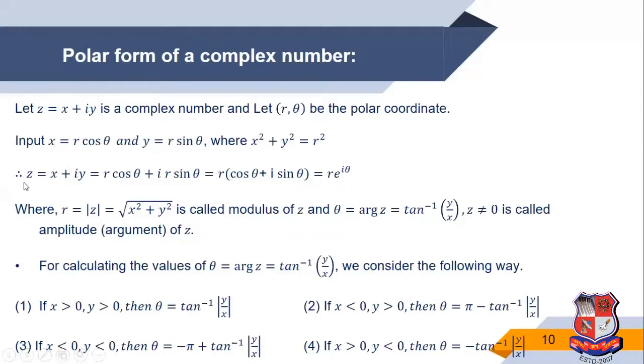Therefore the complex number in the polar form is z = r e raised to i theta, where r is mod of z, the square root of x squared plus y squared, called the modulus of z, and theta is the argument of z, where we write tan inverse y by x, called the amplitude of z. So r is the modulus of the complex number, and theta is the amplitude of the complex number.